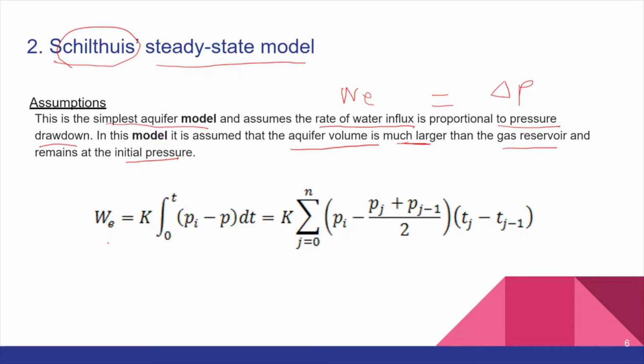And the equation that we use for the water influx is WE equals K, where K is a constant, times the integral from 0 to T. So 0 is your initial time of production, and T is your ongoing time. Pi, initial pressure, minus P, the integral over dt. And then you will get this equation to use. So constant K, you have your Pi minus Pj plus Pj minus 1 over 2 times your time. So it's pressure and time changes.